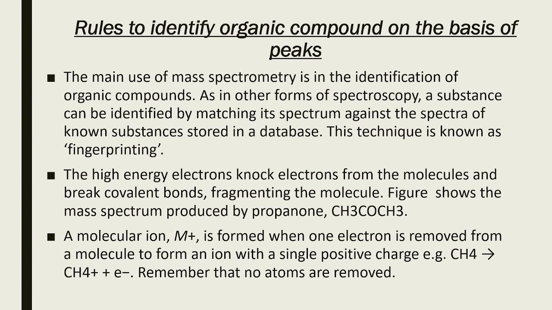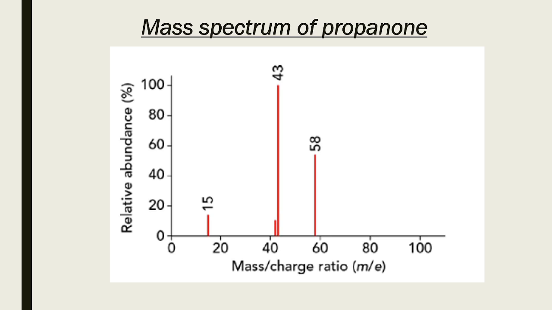The figure on the next page shows the mass spectrum produced by propanone, with a molecular ion. A molecular ion is formed when one electron is removed from a molecule to form an ion with a single positive charge. For example, CH4 converts into CH4+ plus e-. The e- means one electron is removed from CH4. You should remember here that no atoms are removed, only electrons are removed.